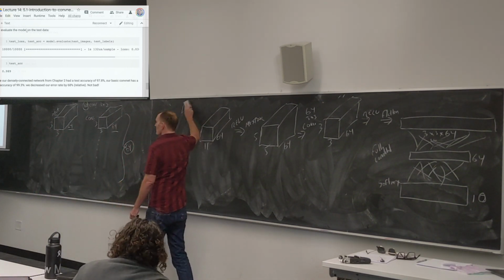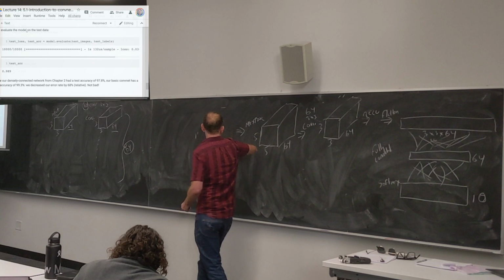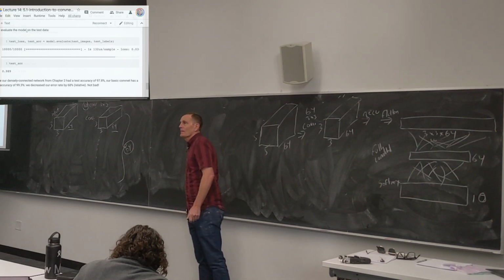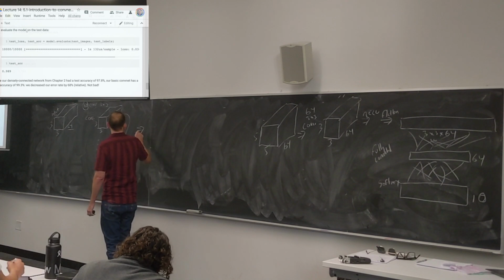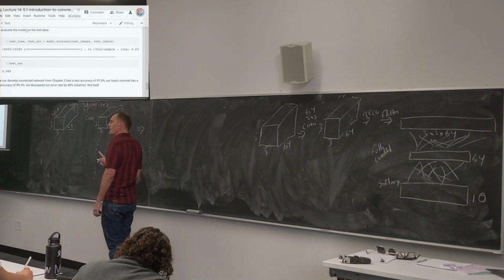Someone else want to take over the baton? Go ahead. It's also 3 by 3 by 64, because each layer is split into one dimension. Now, hold on a second. Its output is 3 by 3 by 64. Why? Because there's 64 kernels.